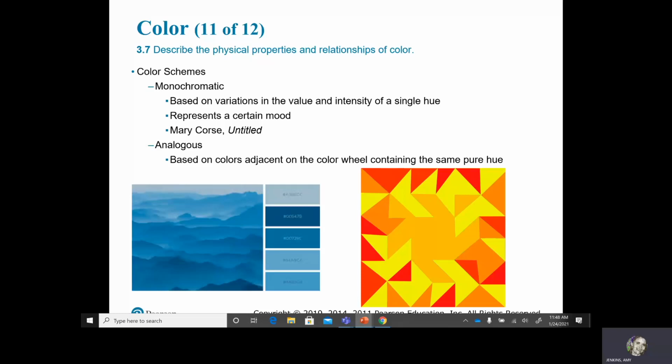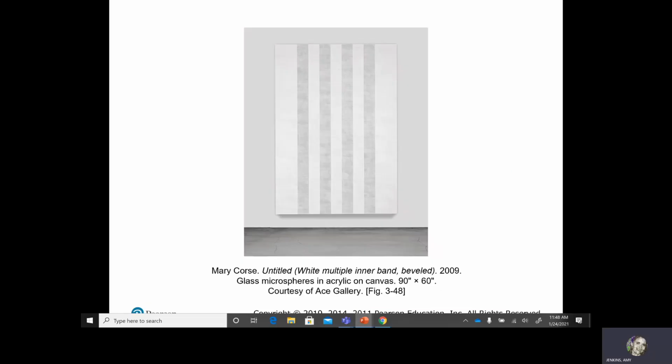Monochromatic is based on variations in the value and intensity of a single hue, like the blue. Analogous is based on colors adjacent on the color wheel. They're side by side, containing the same pure hue. So red, orange, and yellow are considered analogous. They are a family of colors.